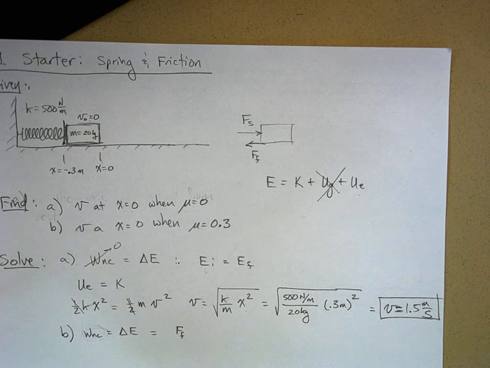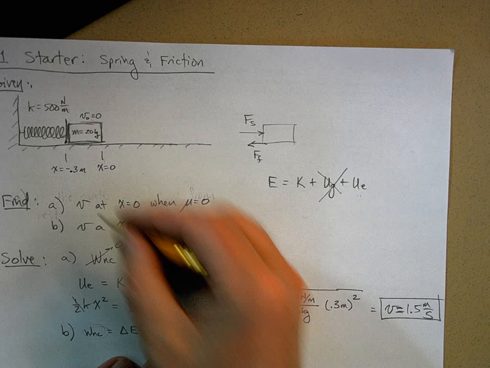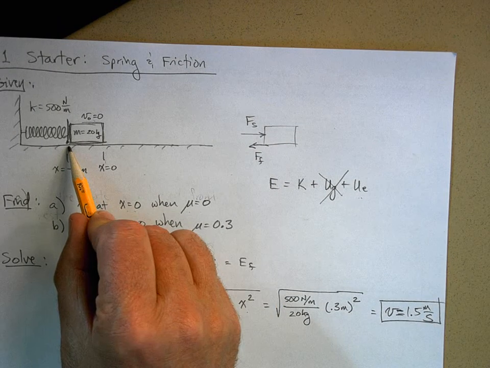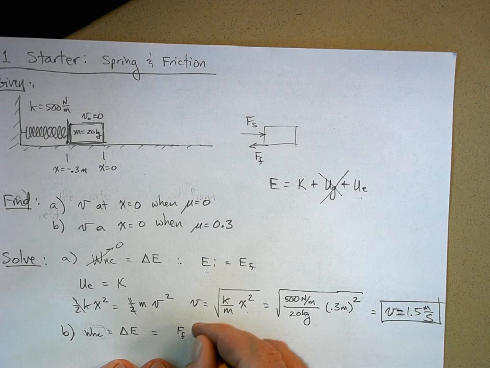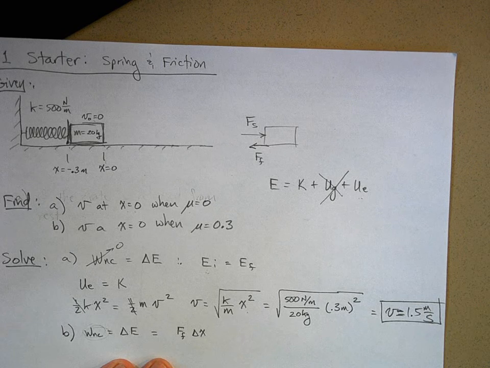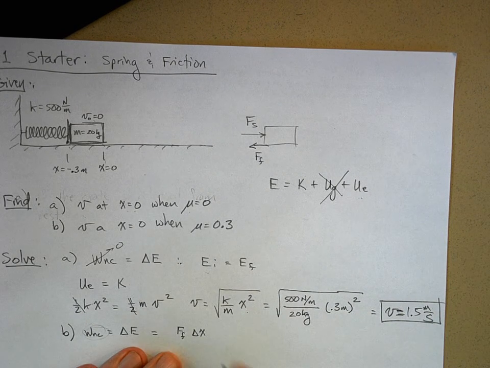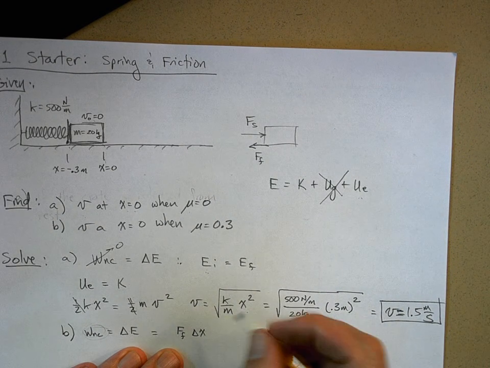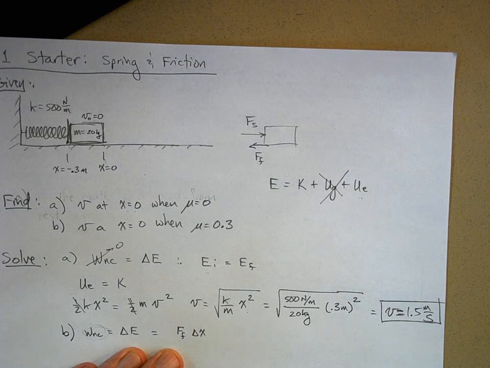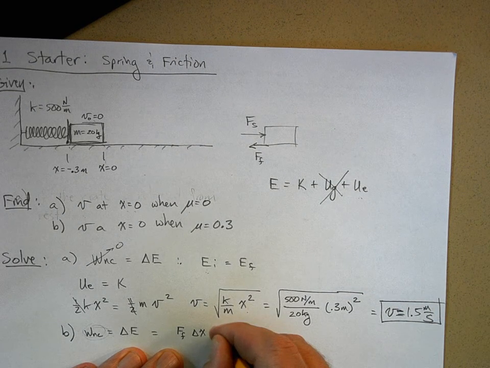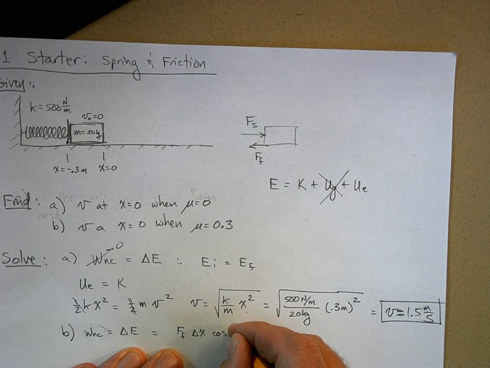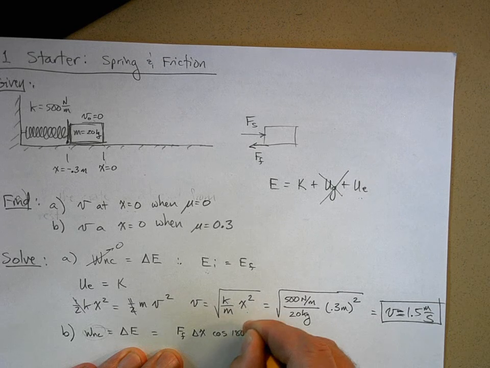So the work done by the friction is the force of friction times the displacement. Well, we're going to go from here to here. So we'll just call that delta x, and we'll plug the values in a minute. But what is true about the force of friction and the displacement? They're in opposite directions. That is, cosine of 180 degrees.